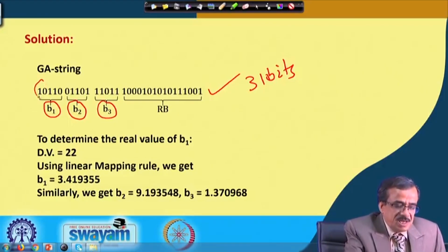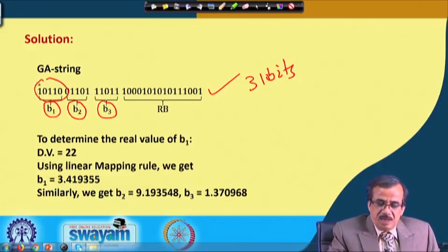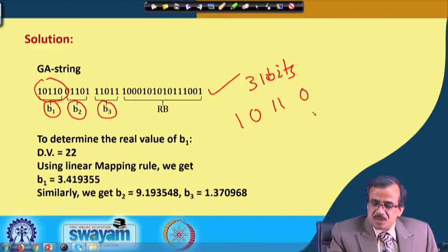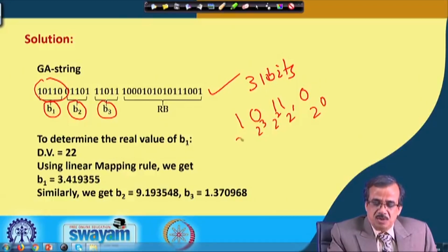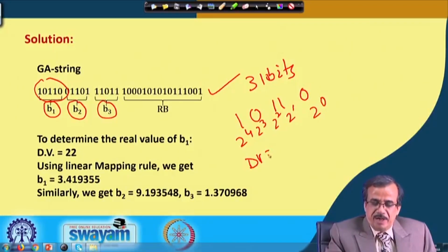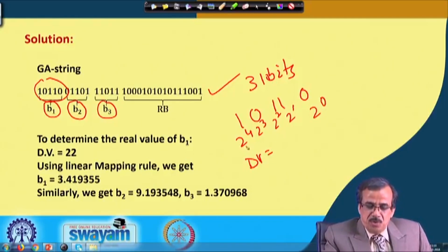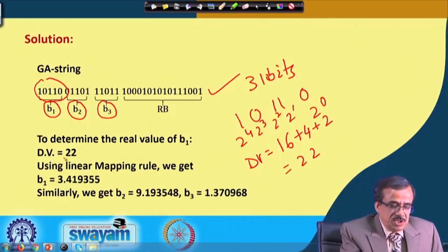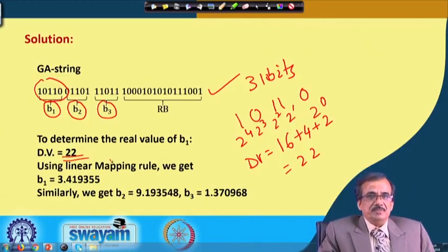Now, we have already discussed how to find the decoded value. Let me find it for 10110. The place values are 2 raised to the power 0, 2 raised to the power 1, 2 raised to the power 2, 2 raised to the power 3, 2 raised to the power 4. So, the decoded value will be 2 raised to the power 4, which is 16, plus 2 raised to the power 2, which is 4, plus 2 raised to the power 1, which is 2. So, this is nothing but 22, the decoded value.